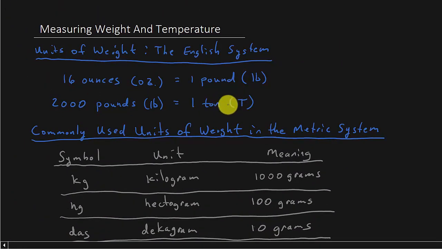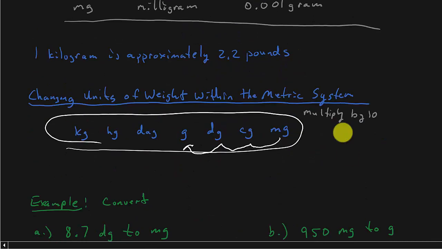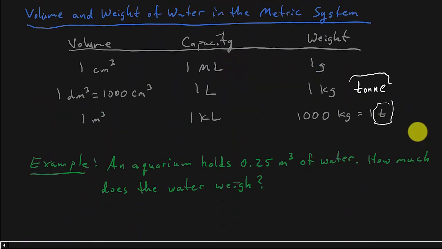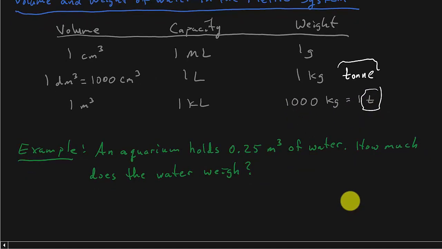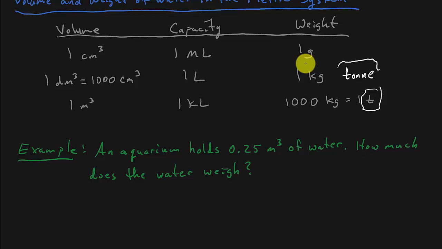The capital T is a ton, which is 2,000 pounds, and then the 1,000 kilograms is 1 metric ton. All right, so that's telling us how to go for volume, capacity, weight. So let's take a look at our example. It says an aquarium holds 0.25 cubic meters of water. How much does the water weigh?